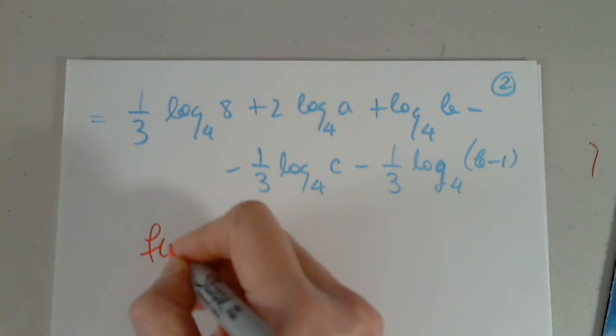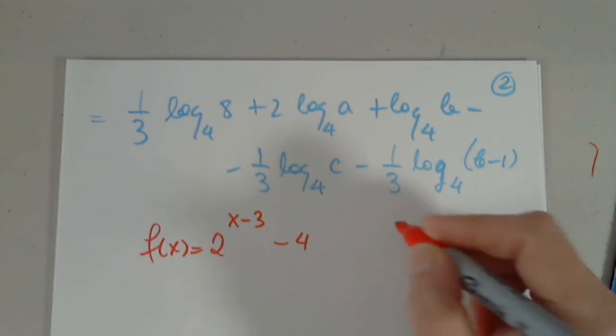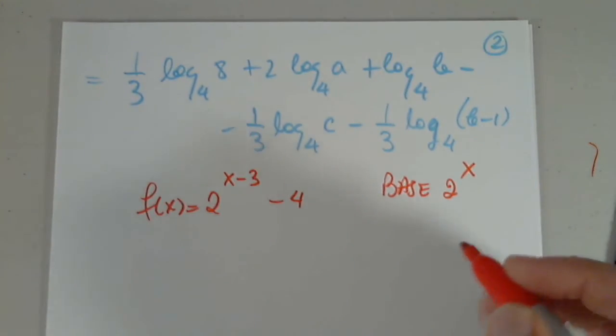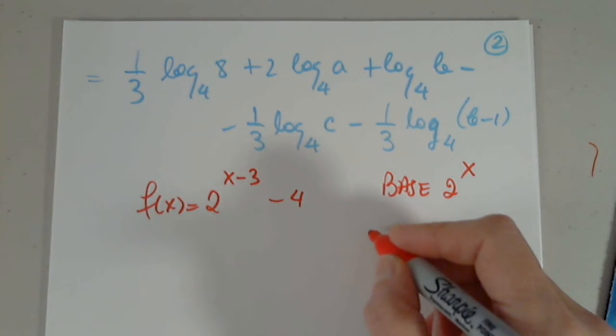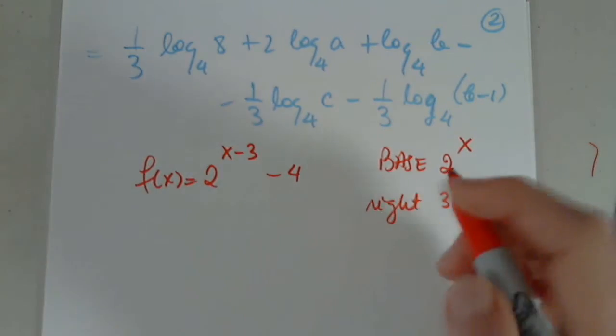So we have f of x, which is 2 raised to x minus 3, minus 4. So the base function will be 2 to the x. Then you have to address x minus 3. That's the first step. So this is right 3. And then down 4.